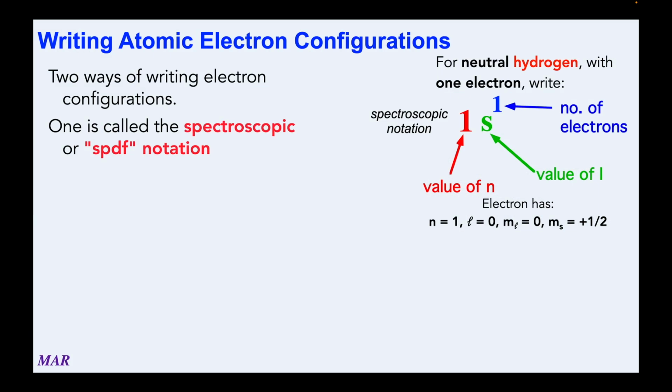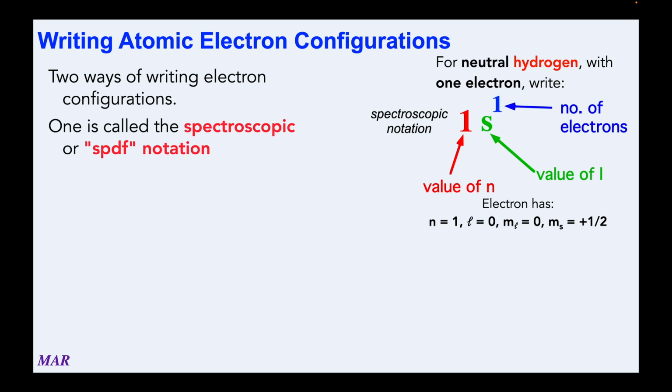So when you're writing electron configurations, the most common way is to use what's called spectroscopic or SPDF notation. On the right-hand side there, this is an example of the electron configuration for hydrogen. So you use the NL notation. Hydrogen has N equals 1 and L equals 0, which is S, 1s. And then the superscript shows the number of electrons.